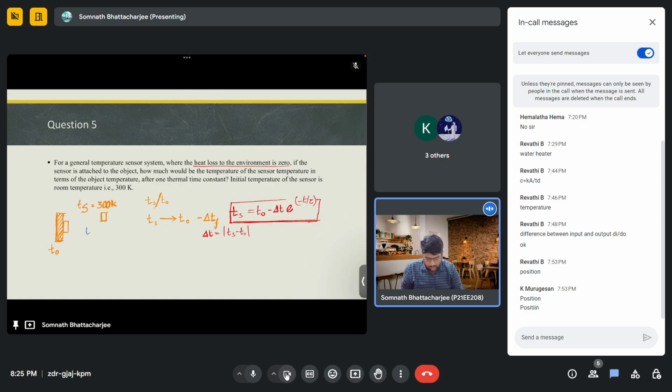Maybe do this. Ts is sensor temperature. T naught is jet temperature. Del T is change in sensor temperature.